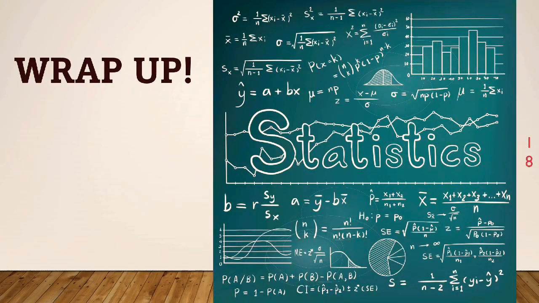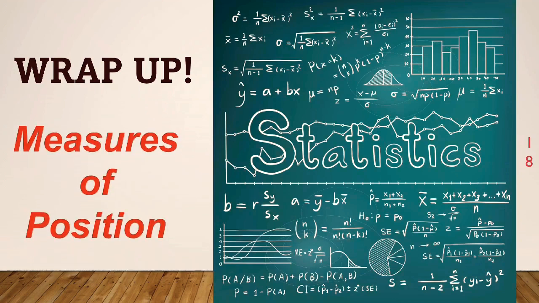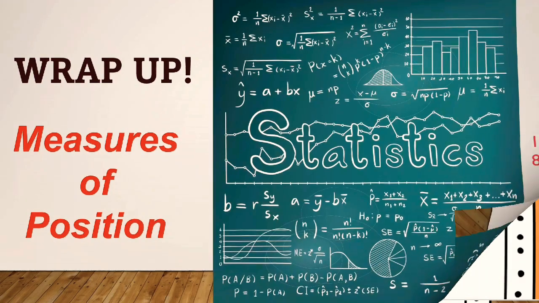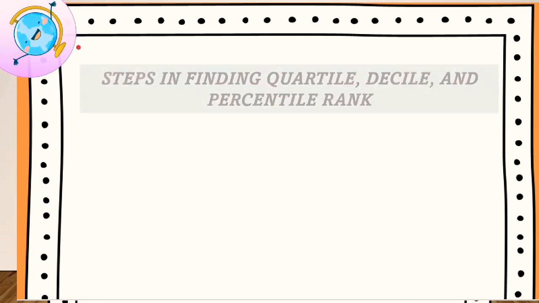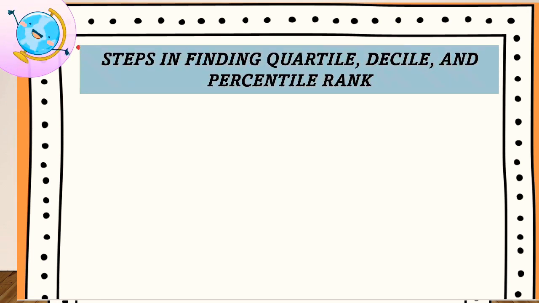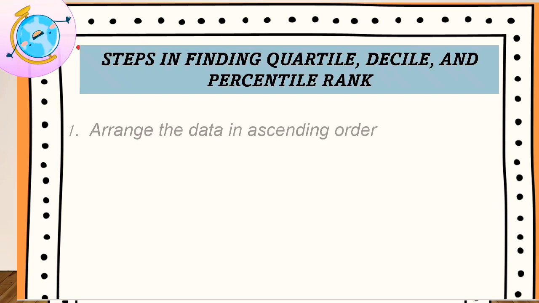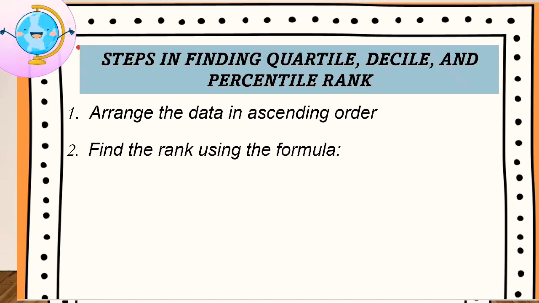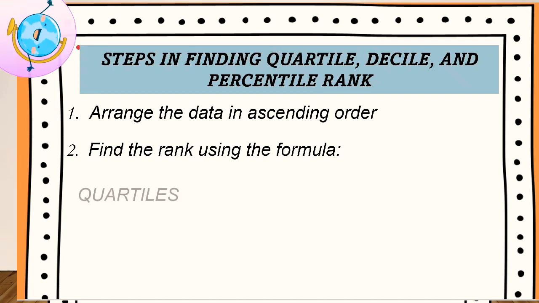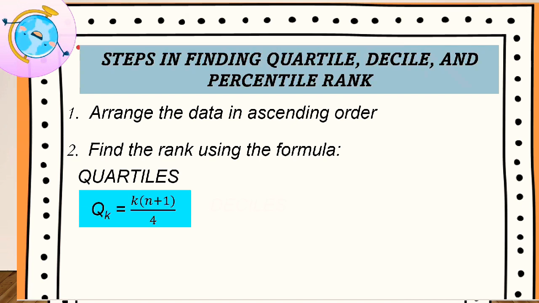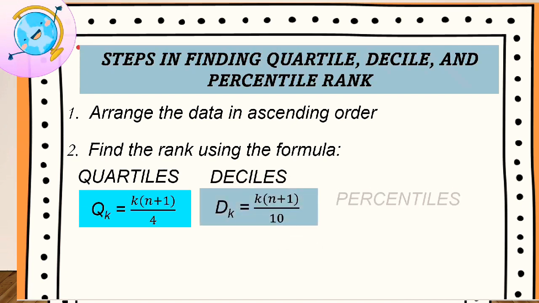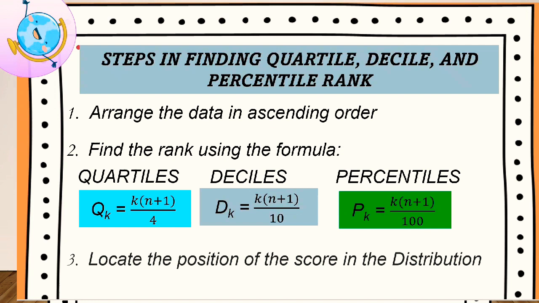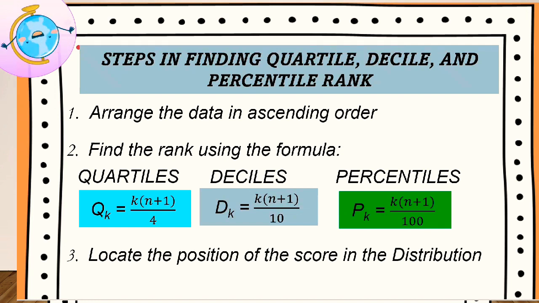To summarize the things that we have learned for today in finding measures of position using the linear interpolation method, here are the steps that we need to remember in finding the quartile, decile, and percentile rank. First, we are going to arrange the data in ascending order. Second, find the rank using the formula for quartile, decile, as well as percentile. And finally, we're going to locate the position of the score in the distribution.